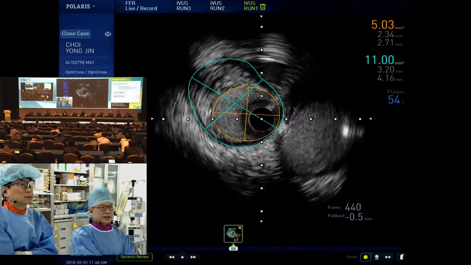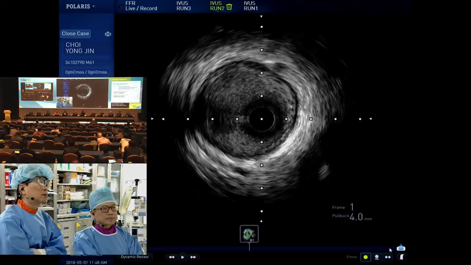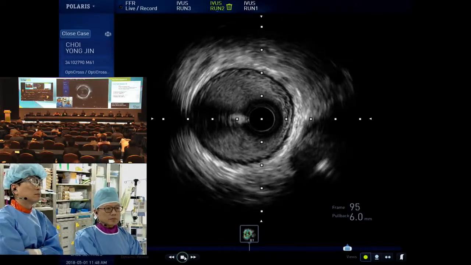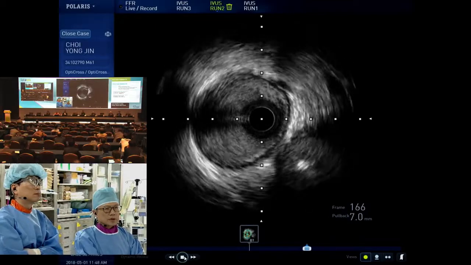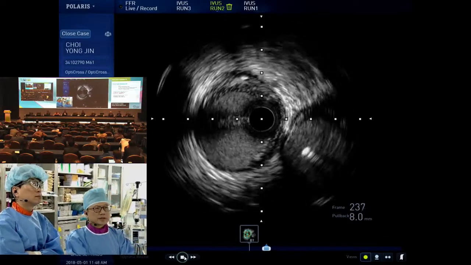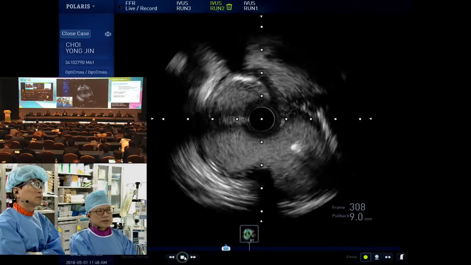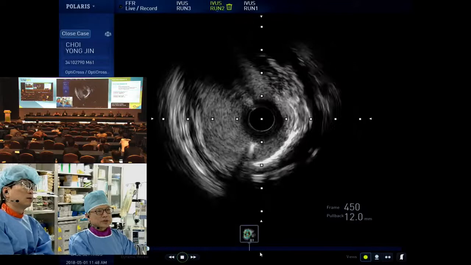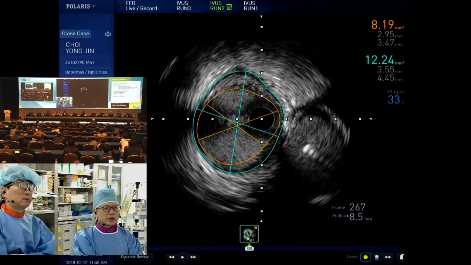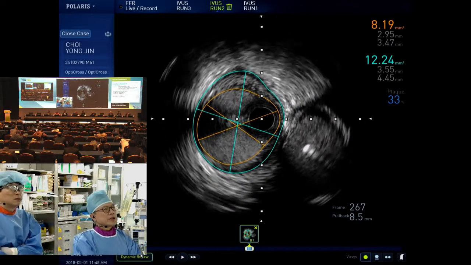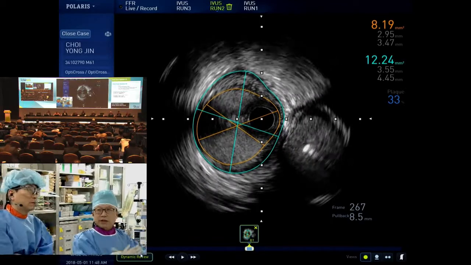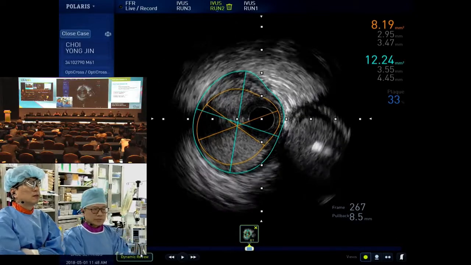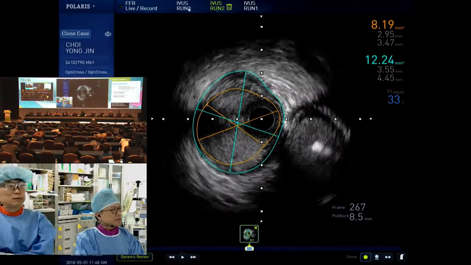Okay, let's take a look at the Ramus intermediate pullback. Yeah. So this is the pullback. And quickly you can see the LAD and the circumflex will come in a moment. So that's the lumen area of the Ramus intermediate, almost, again, a parallel LAD system. Yeah. So that's pretty big, 8. Yeah. Let's look at the LAD.